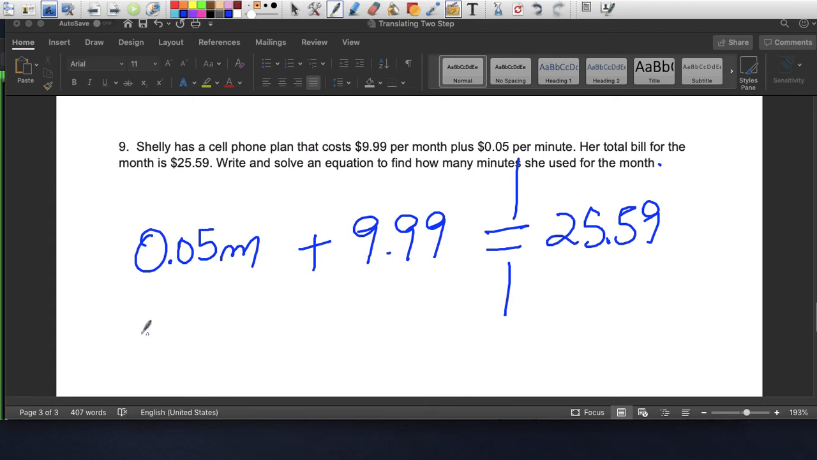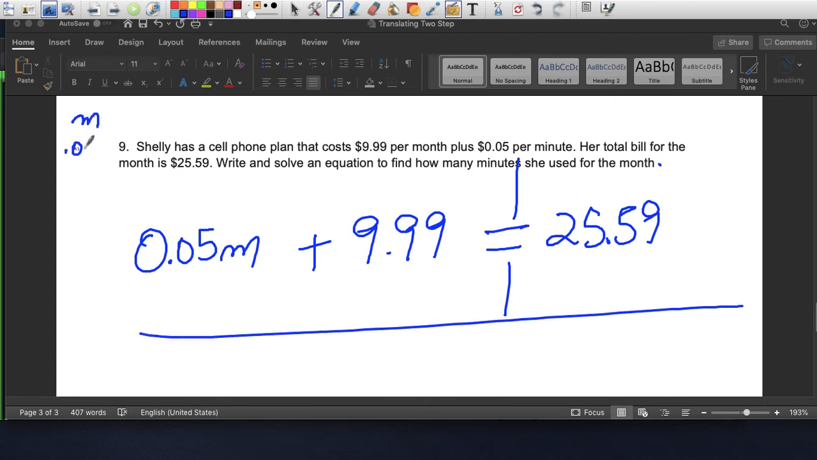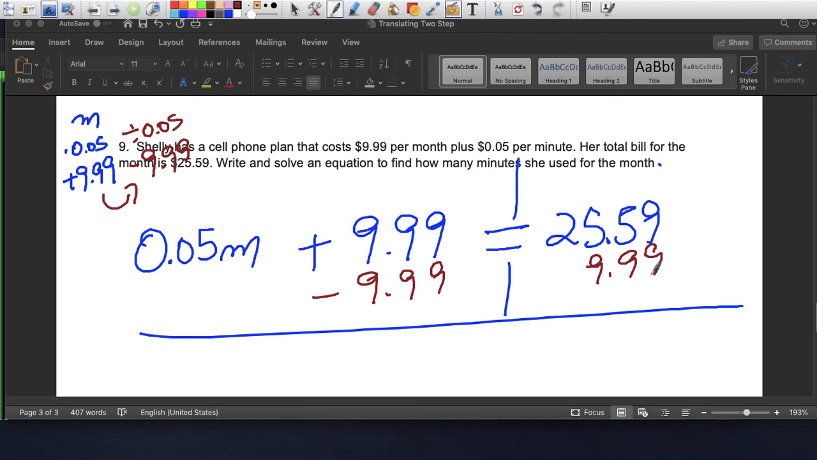Well, if you make that story, there's a variable m, which is being multiplied by 0.05, and then it's added to 9.99. Going backwards, we're going to use the inverse operation, which is going to be minus 9.99, and then divide it by 0.05. So the first thing we do is this. We're going to remove the 9.99. I'm going to bring that down.